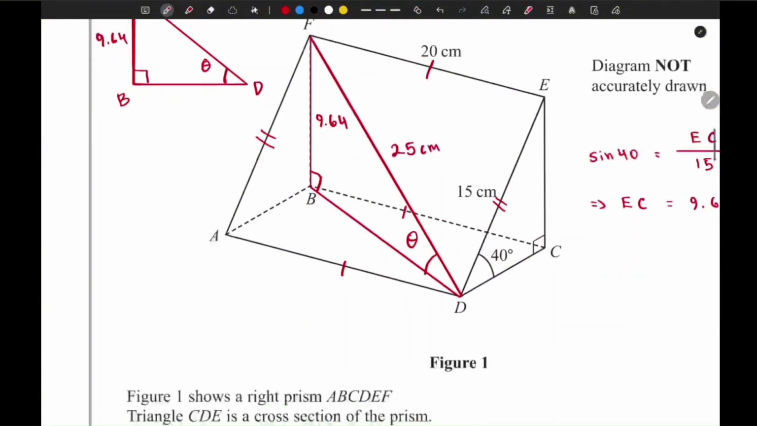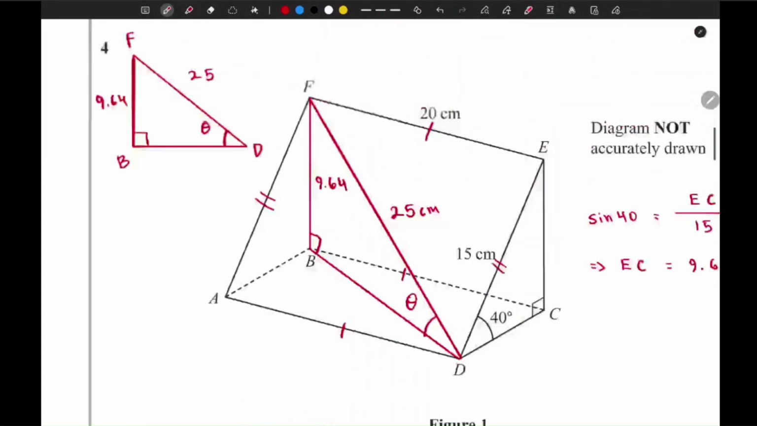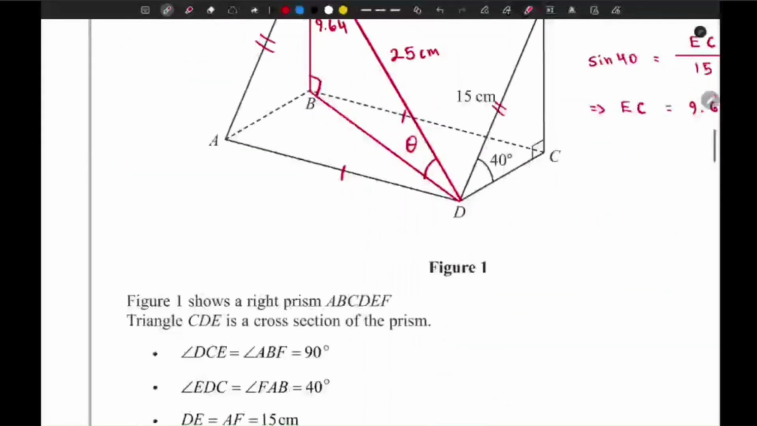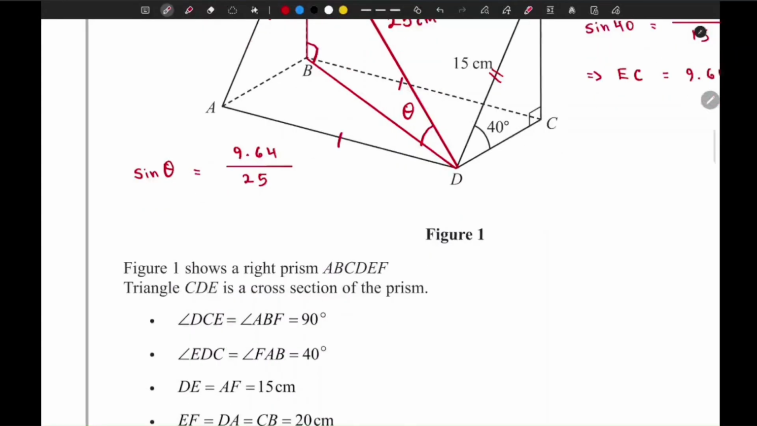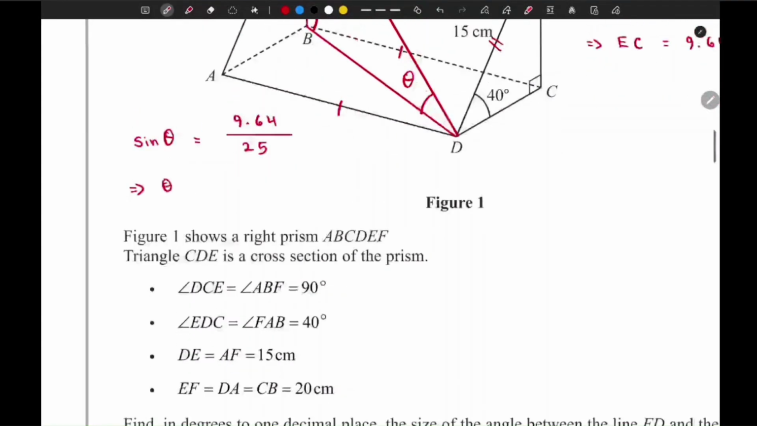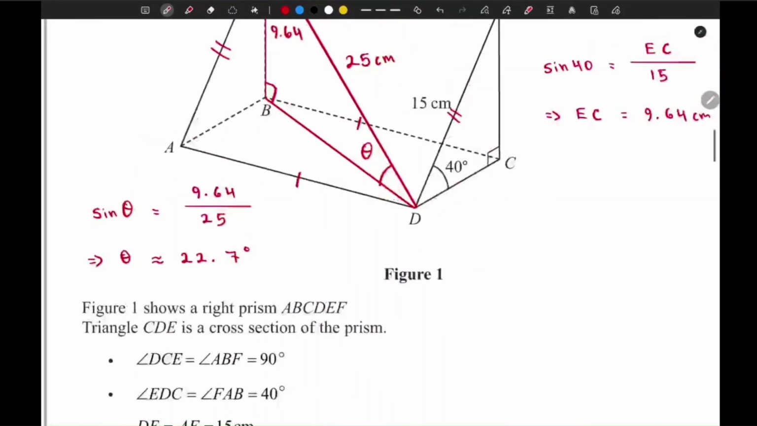So we can say that sine theta is equal to opposite, which is 9.64, divided by hypotenuse, which is 25. So if we make theta the subject, we will get the value of the required angle. So the answer is 22.7 degrees. So that is it for this question.